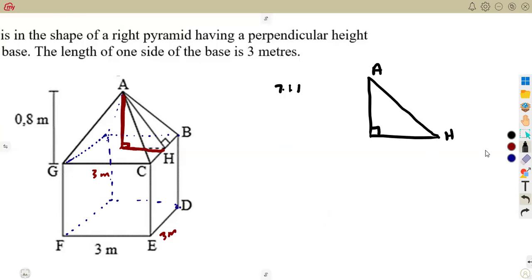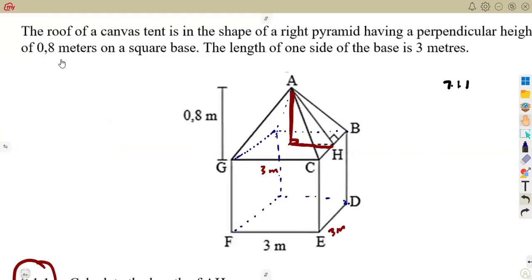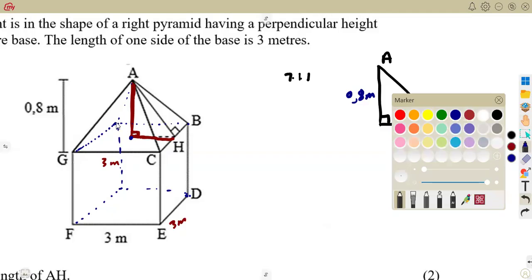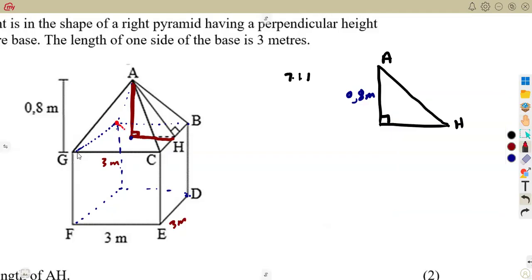So the vertical line, which is the perpendicular height, is this distance. Remember they gave us that perpendicular height. The perpendicular height of 0.8 on the square base, this one on top. So there's 0.8 meters here. What about from this point? This is at the center, this is what happens. These points all meet from the corner here to this point. From this corner here at G, this way, they meet here.